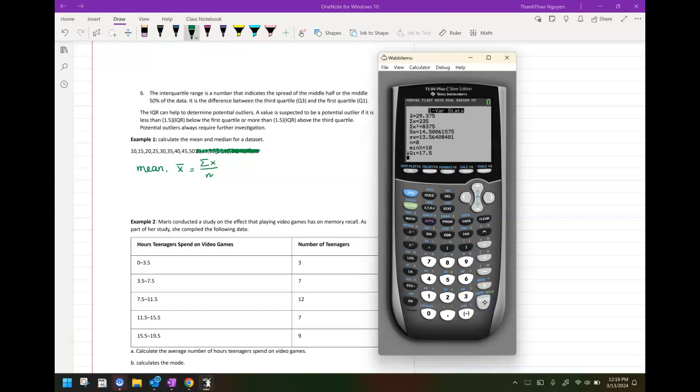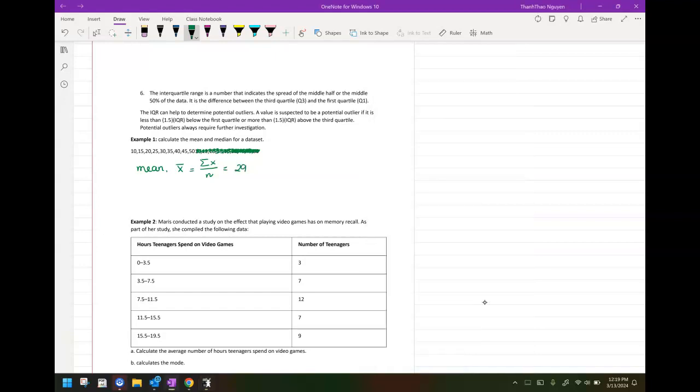So it's telling us here that the mean is 29.375, which rounds to 29.4.